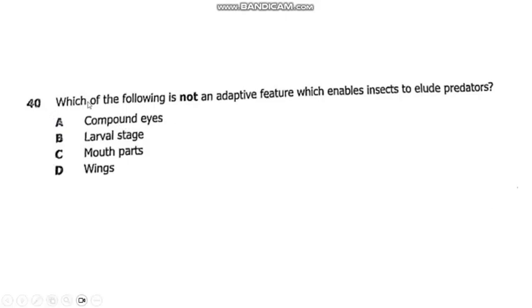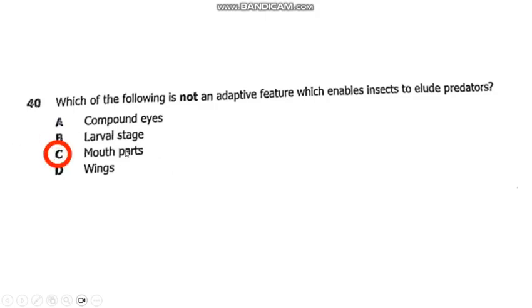The question reads, which of the following is not an adaptive feature which enables insects to elude predators? A, compound eyes. B, larva stage. C, mouth parts. D, wings. So here we are looking at the adaptive feature which won't enable insects to elude predators. So the answer is C, which is the mouth parts.